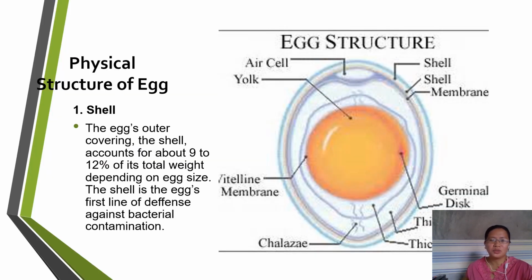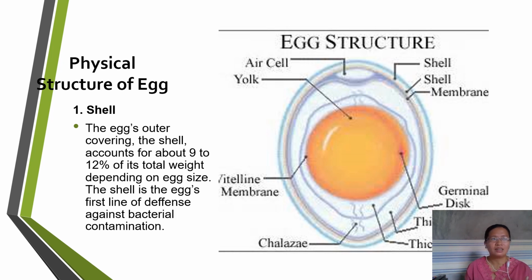Next, let us proceed with the structure of eggs. So, physical structure. When you say physical structure, yung panlabas na itsura ng eggs. Pero ano yung panlabas? Of course, yung nasa loob, they are also physical structure. So first, yung pinakaunang makikita ninyong part ng egg is the shell. The egg's outer covering. So, yun nga, yung white na nakikita ninyo.